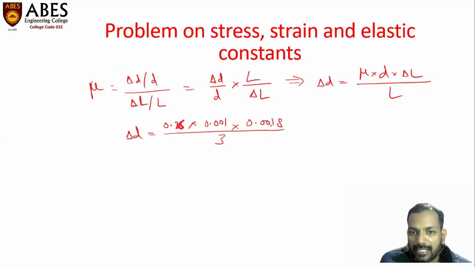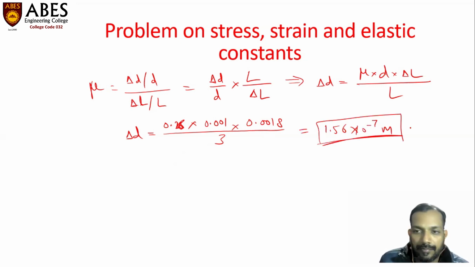By calculating this expression, we can get the change in diameter. It's coming to be 1.56 into 10 raised to the power minus 7 meter. And that's the answer. So in this way, this question has been solved.